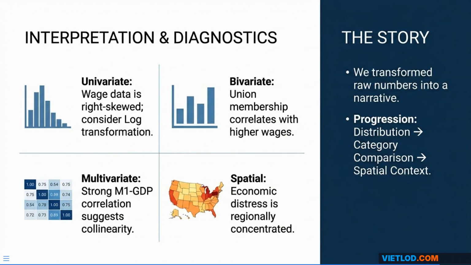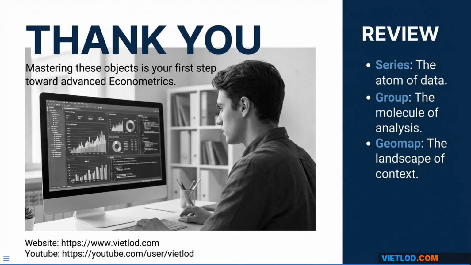In our multivariate analysis, the correlation matrix highlighted a strong correlation between M1 and GDP, signaling a potential issue of multicollinearity in regression models. Lastly, our spatial analysis, visualized through the geomap, demonstrated that economic distress is not uniformly spread, but is regionally concentrated, offering important geographical context.